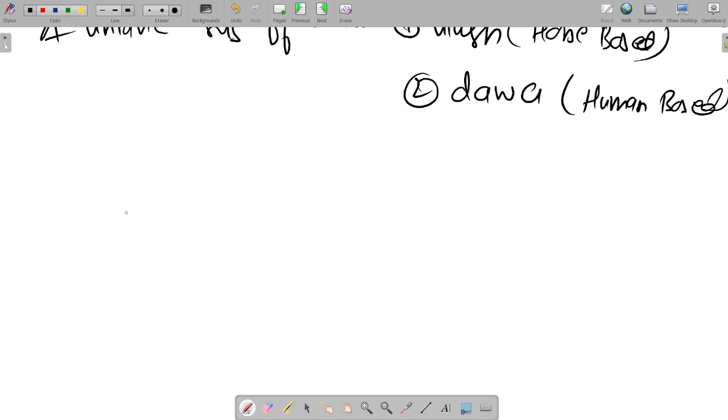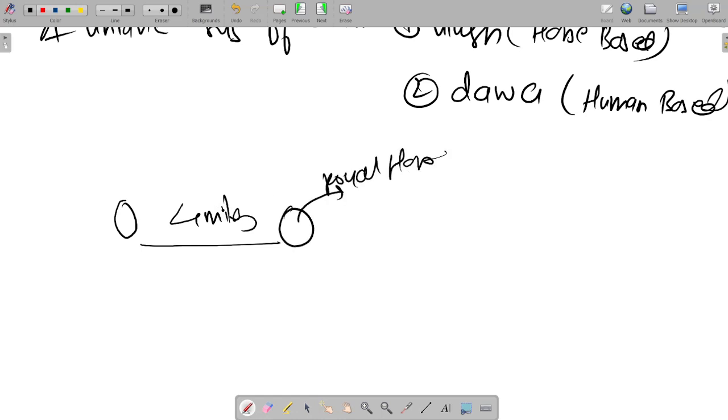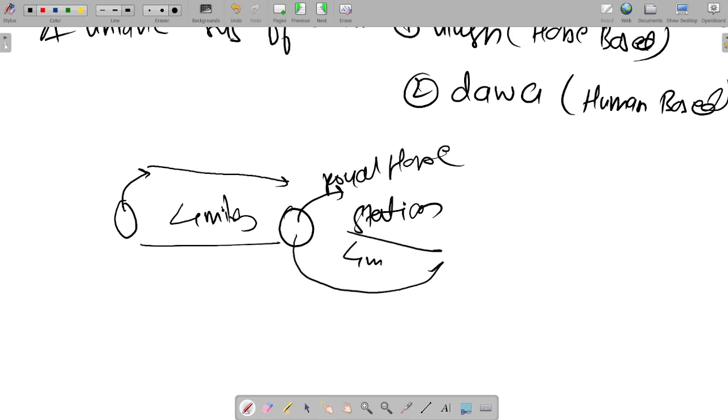Guys, see, the system worked like this. Every 4 miles there was a royal horse stationed, and one person would carry a letter or message from this place at full speed to the next place, and then from there to the next 4 miles. This would run very efficiently, and this would drastically reduce the time taken by one single individual to reach.